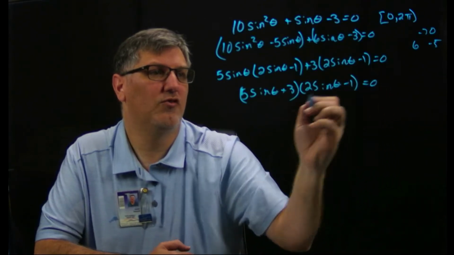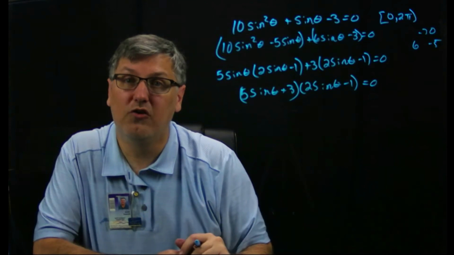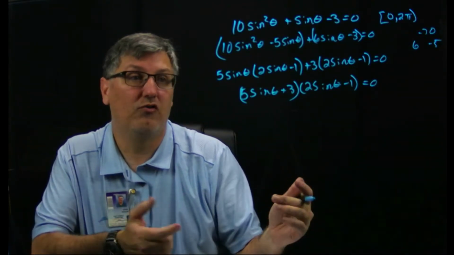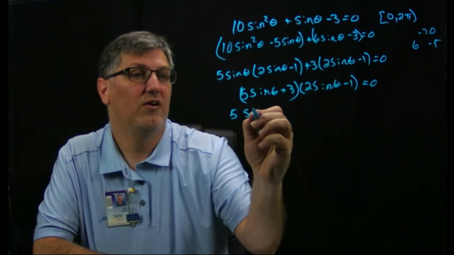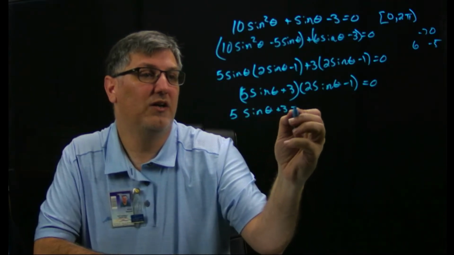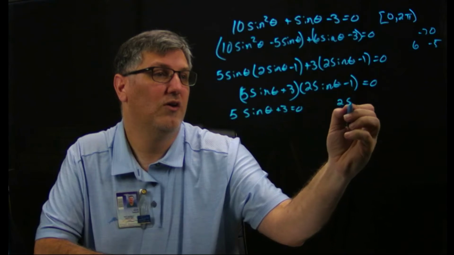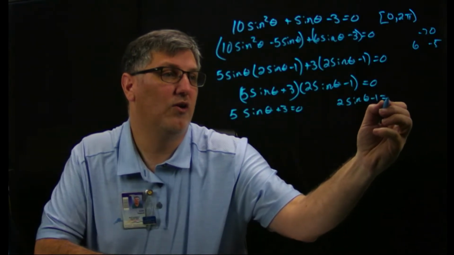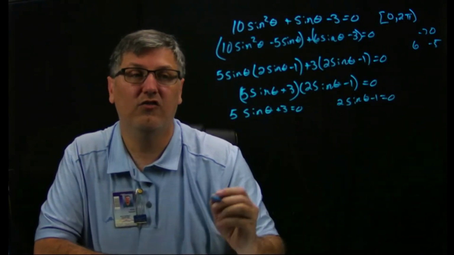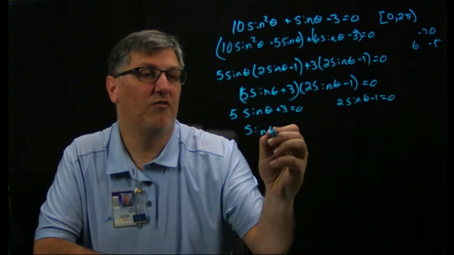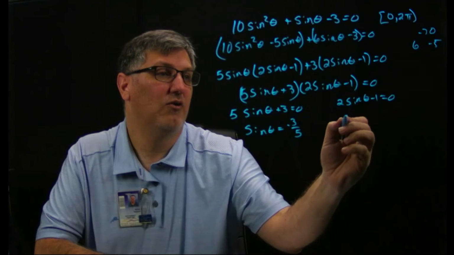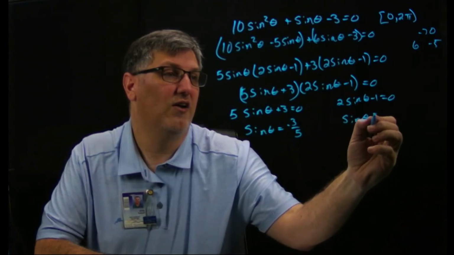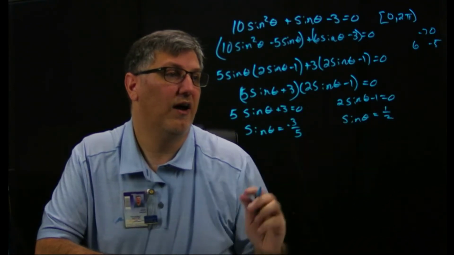Now we're going to use the zero product property, just like when we're solving quadratics. We're going to set each factor equal to 0: 5 sine theta plus 3 equals 0 and 2 sine theta minus 1 equals 0. And we're going to solve each of these. We get sine of theta equals negative 3/5, and sine of theta equals 1/2.